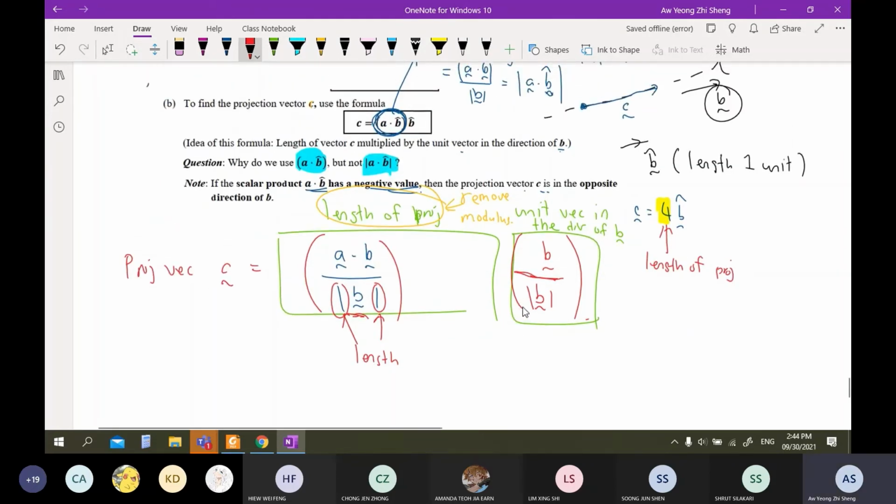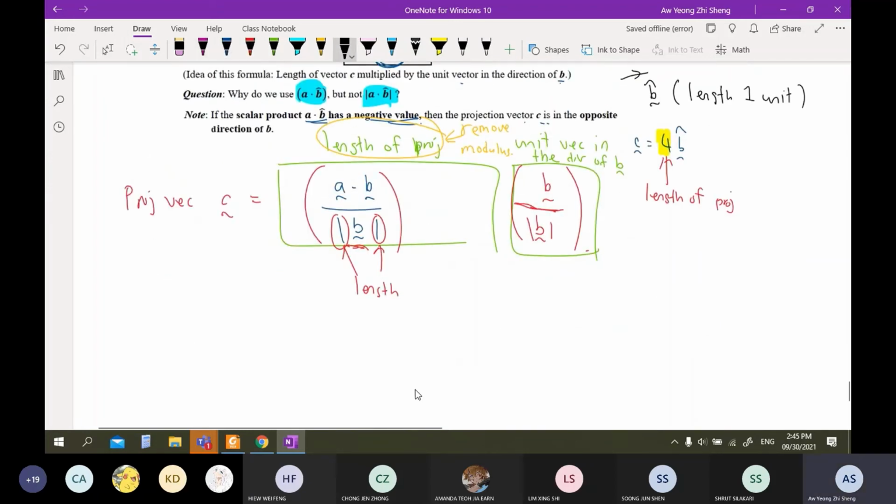Right, for exam purpose, projection vector, I would say 99% you will not be asked to find projection vector. What's more important is you know how to find the length of projection. I know projection vector is a bit hard to understand. The idea is you take the length multiplied by the unit vector in the direction of B. It's just like that.